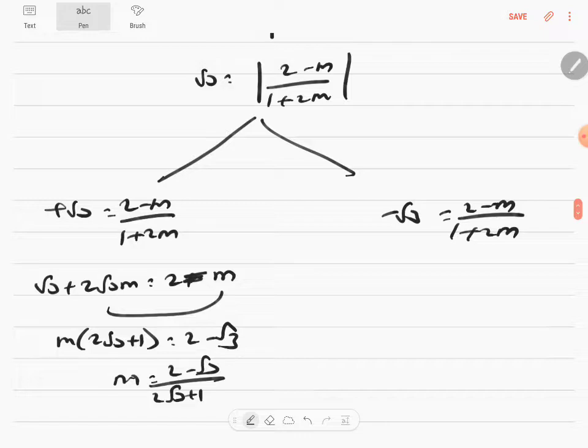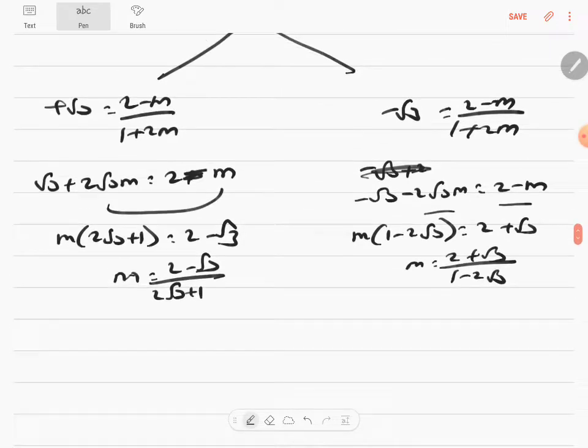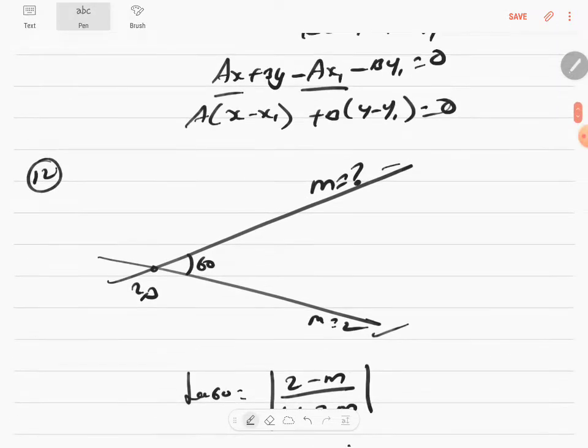Similarly, with the negative sign, it is -root 3 - 2 root 3 m = 2 - m. So consolidating the m, m(1 - 2 root 3) = 2 + root 3. So m is equal to (2 + root 3)/(1 - 2 root 3). Thus you get the unknown slope of this line. The unknown slope of this line is what you have got now.